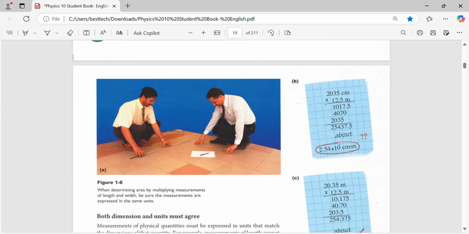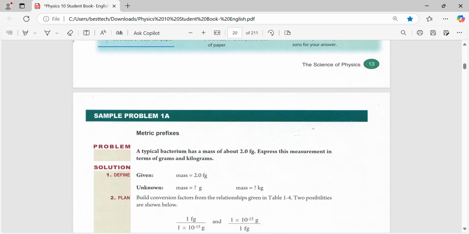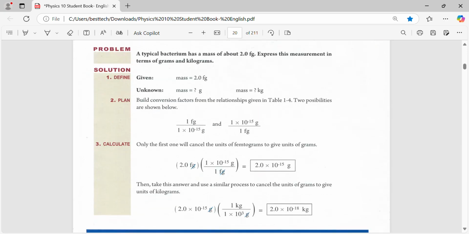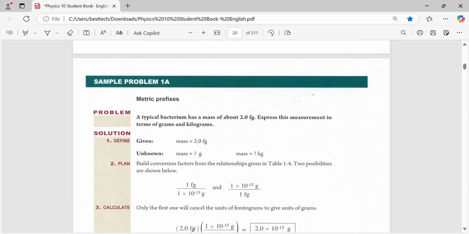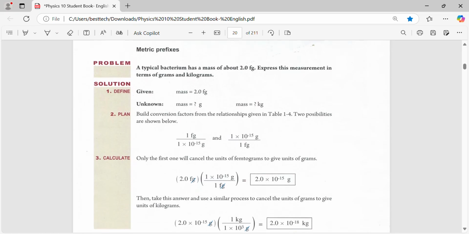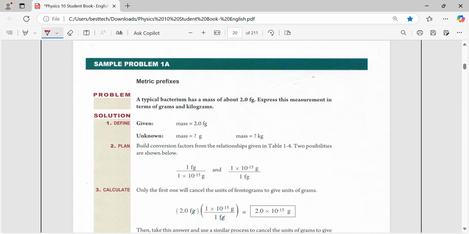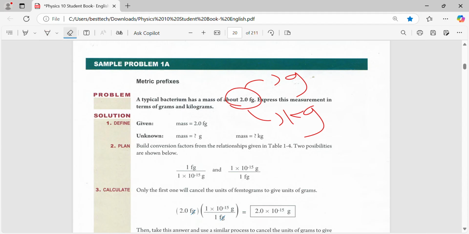Okay, now we have an example, really so important. Look, a typical bacterium has a mass of about 2 femtograms. Express this measurement in gram and kilogram. So we have 2 femtogram. First, convert to gram, then convert to kilogram. So first make femtogram into gram, then make it kilogram. Okay, look, let me solve this all for you, baba. Yalla.